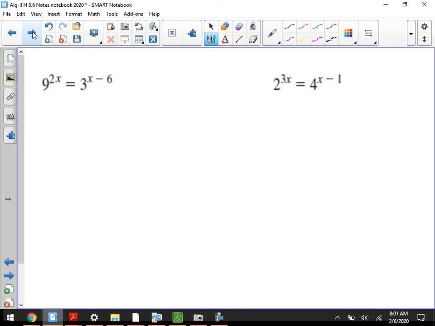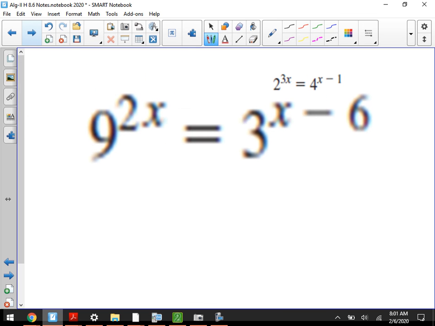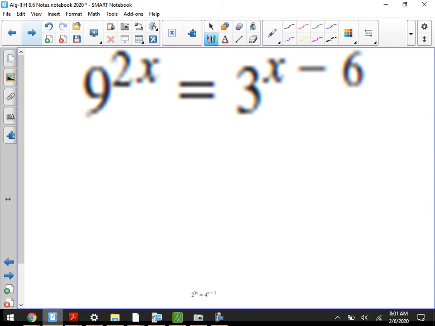All right, so we'll do one more like that. Same idea. I have 9 to the 2x equals 3 to the x minus 6, and I need to figure out how to solve said equation.